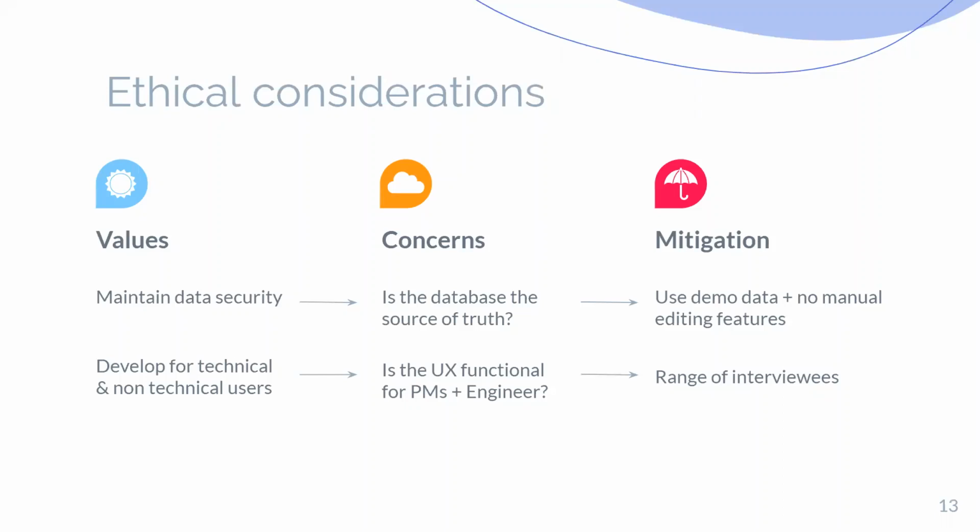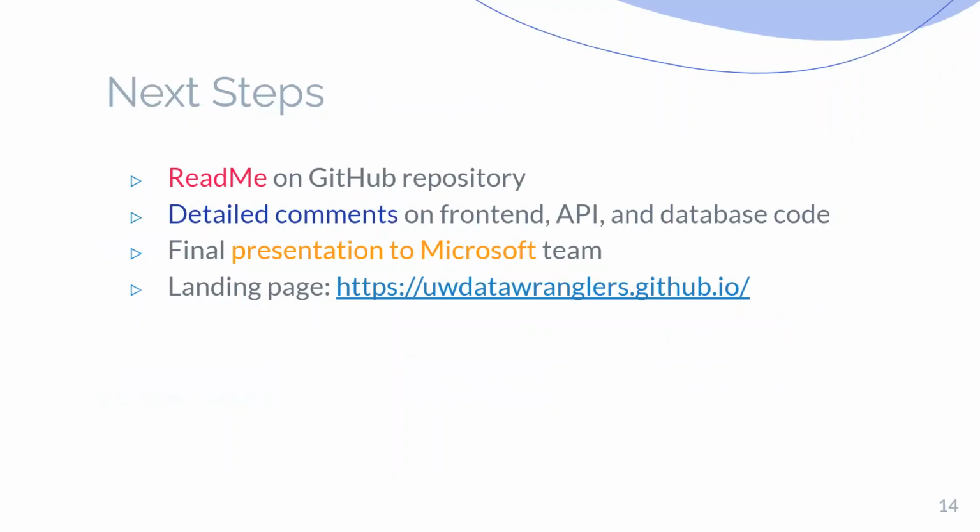So in terms of the ethical considerations, we have two main values: maintaining data security and developing for both non-technical and technical users. To address the data security, we wanted to make sure that our database remained the source of truth. So we used demo data for developing our solution and made sure that there was no manual editing features to the database. For developing for technical and non-technical users, that mainly referred to PMs and engineers. So we definitely made sure to interview a range of different people in different roles to make sure that we were able to address everyone's needs.